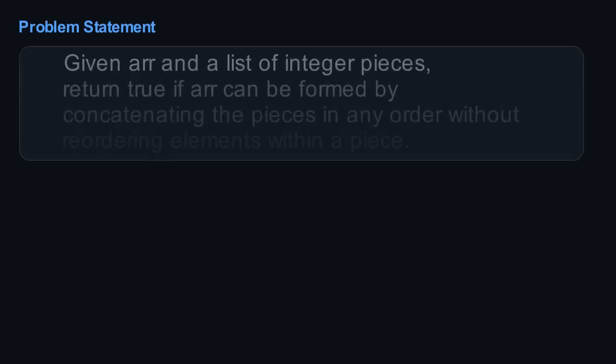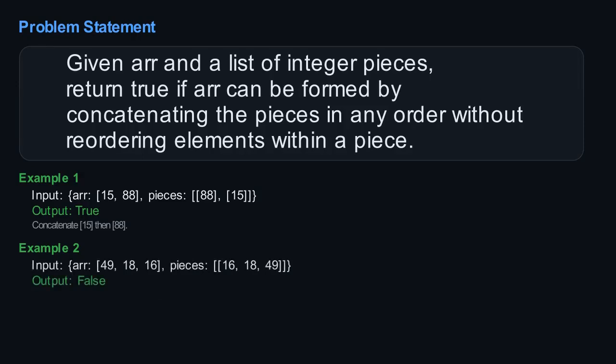The problem, check array formation through concatenation, gives us an array ARR and an array of arrays pieces. We need to determine if ARR can be formed by concatenating the arrays in pieces in some order. Each piece must be used at most once, and the relative order of elements within a piece cannot be changed. The challenge is matching the exact sequence.